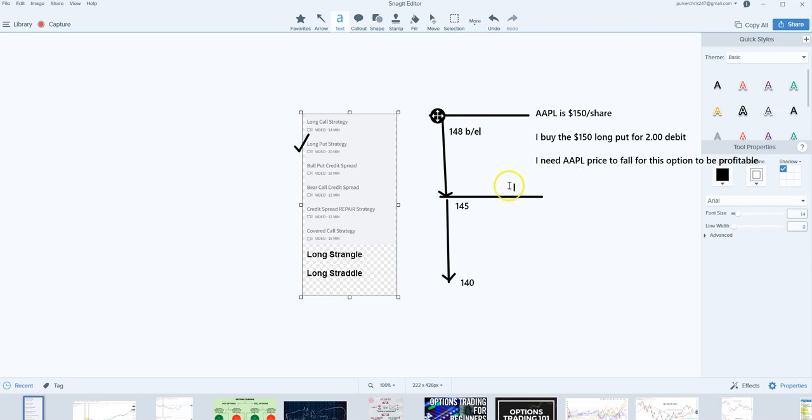Okay? And if it goes all the way down to 140, that's a $10 move in the asset, and I paid $2 for it, I can walk away with roughly an $8 net profit. So this would be roughly a $3 net profit, and this would be roughly an $8 net profit. So the $3 net profit is around a 50% return on the position, and the $8 net profit is a massive gain of nearly 400%.